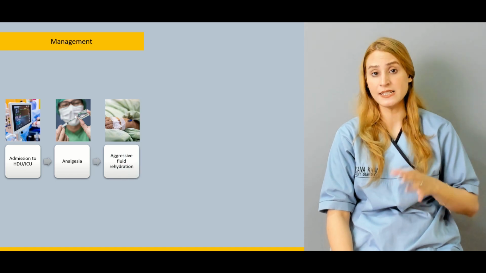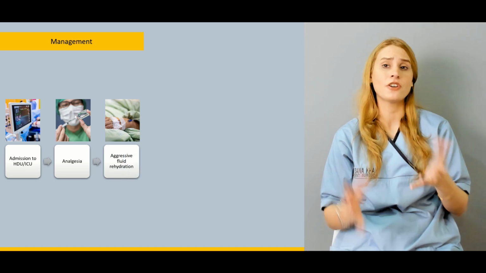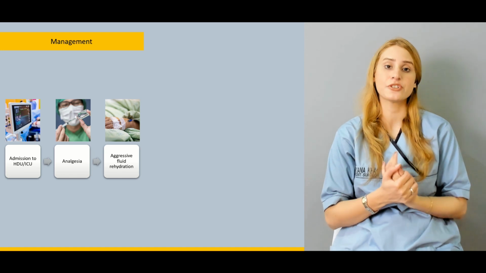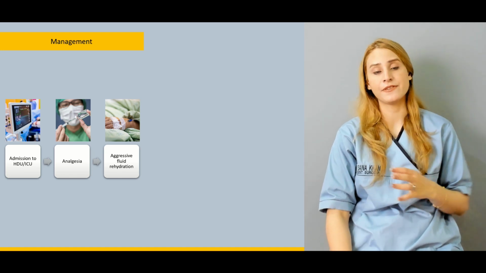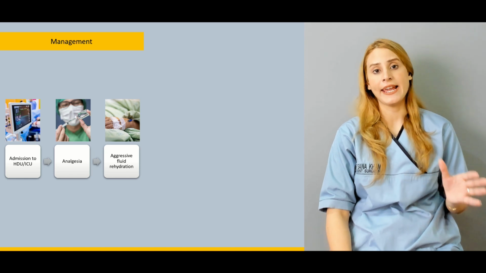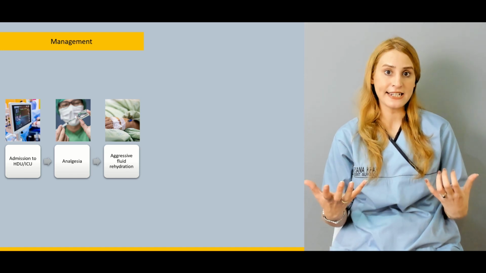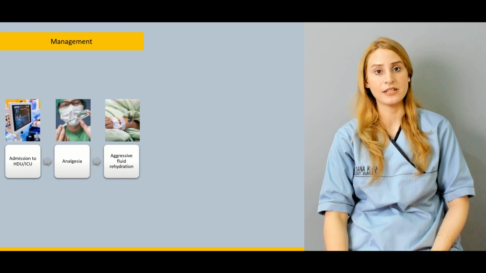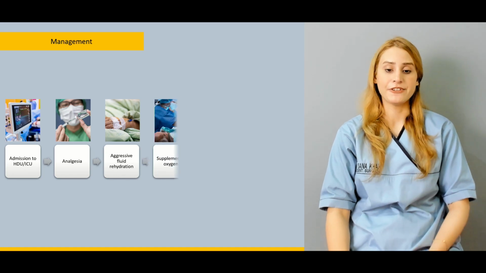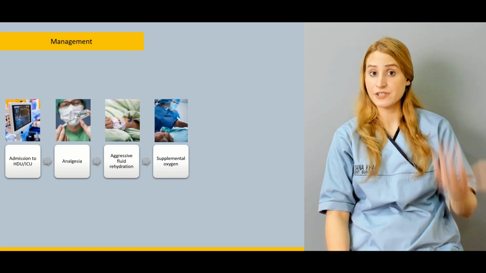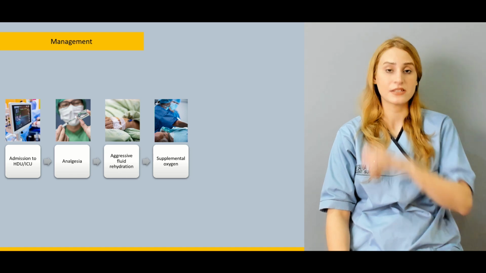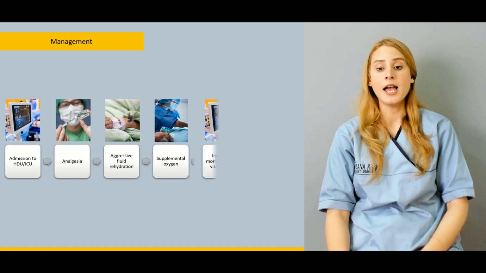Aggressive fluid, for a normal 60 kg individual, at least 3 liters of fluid per 24 hours, and Ringer lactate along with 5% dextrose are good fluids for the resuscitation of the patient. You have to put the patient on supplemental oxygen and keep it at 2 liters per hour.